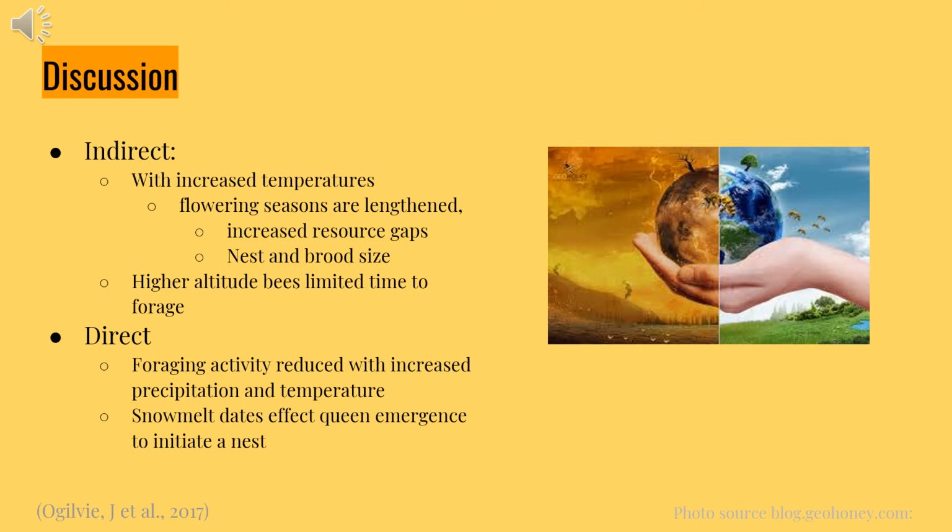The lower flower threshold is indicated to be due to damaging spring frost and/or drought due to high temperatures. High altitude bees also have a limited time to forage, which is normally around 10 weeks but is reduced with higher elevation. Direct effects concluded from other studies are that foraging can be reduced with increased precipitation and temperature, and in extreme temperatures, increased mortality of the bee population. Snowmelt dates also affect queen emergence times to initiate a nest. All these factors have contributed to a reduction in the bee abundance of the Rocky Mountains over several years.